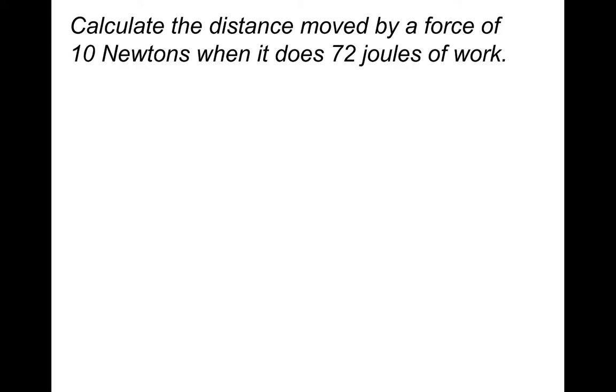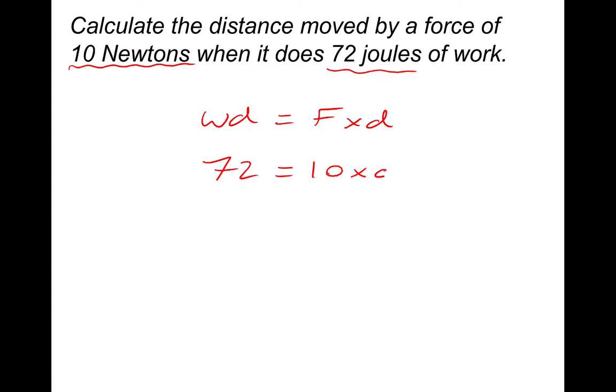So this one we're calculating the distance. So same again, but this time we've got 10 newtons and 72 joules. So work done is force times distance, so W = F D. And then just put the numbers in. So the work done is 72 joules equals, force is 10 newtons times the distance d. And once again, make d the subject. Opposite operation of timesing by 10 is dividing by 10. So 72 divided by 10 will give you a distance of 7.2 meters. So let's try another one. A little bit more maths on this one.